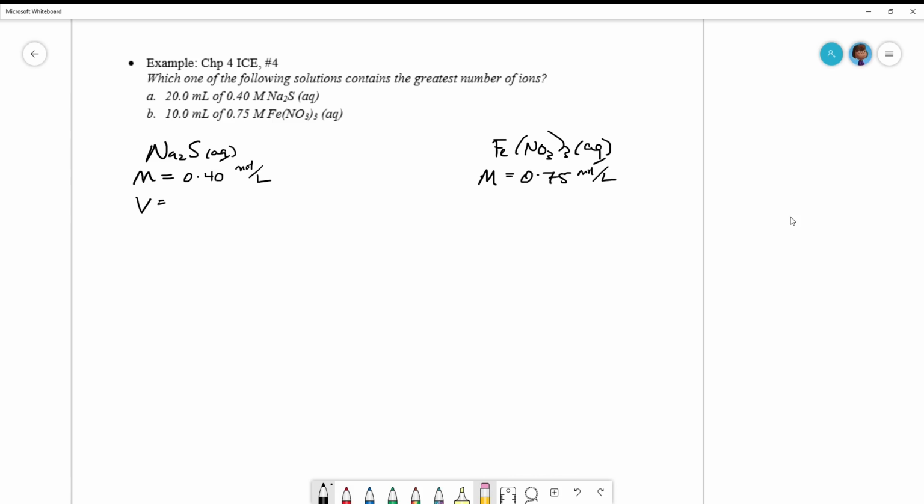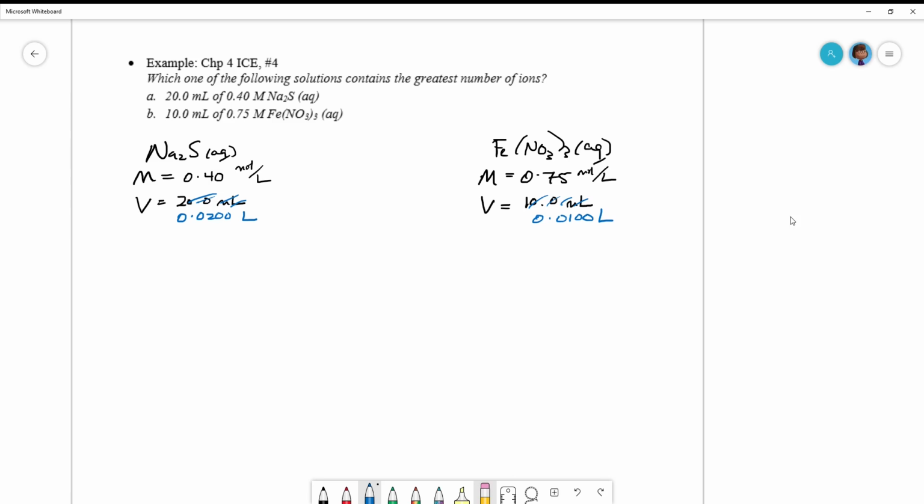The second thing we know about the two solutions is their volume. We're told that the volume of the sodium sulfide solution is 20 milliliters, while the volume of the iron nitrate solution is 10 milliliters. So all I did is write out the information. Okay. I should note that when we do molarity problems, we don't like using milliliters. We like our volumes to be in liters, so I'm going to rewrite this as 0.0200 liters, and I'm going to rewrite this as 0.0100 liters. I just did the conversion by dividing by 1,000 very quickly in my head.